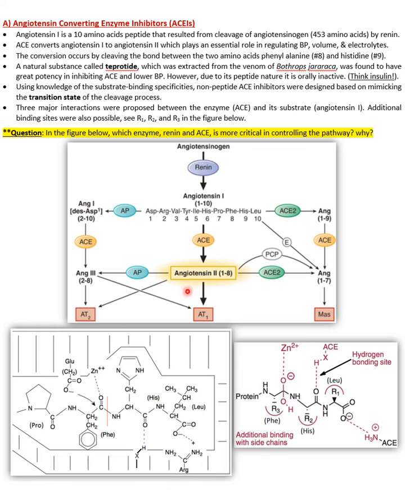I want you to think about which of these enzymes, the renin or the angiotensin converting enzyme, has a more comprehensive way of inhibiting this pathway. In another way, which one do you think is more effective in preventing this pathway? Is it the ACE enzyme or the renin? Okay, keep that in mind.